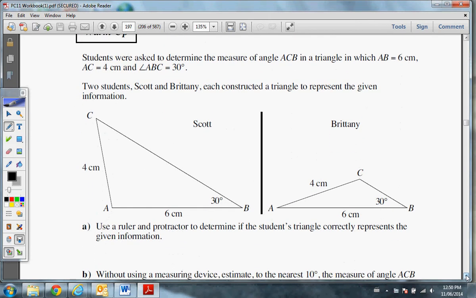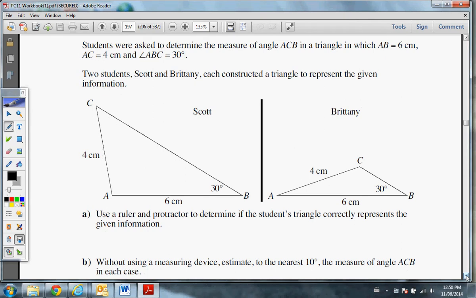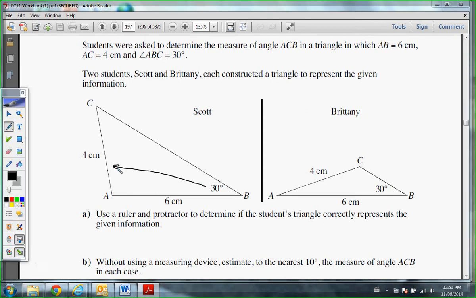You have two students here who have the same side and angle measurements, but they have different triangles that are not congruent. Scott has a 30-degree angle that makes a 4, and then a 6 next to it. Brittany has a 30-degree angle that makes a 4 and a 6 next to it. But as you can see, angle C is completely different. And this is where the ambiguous case comes into play.